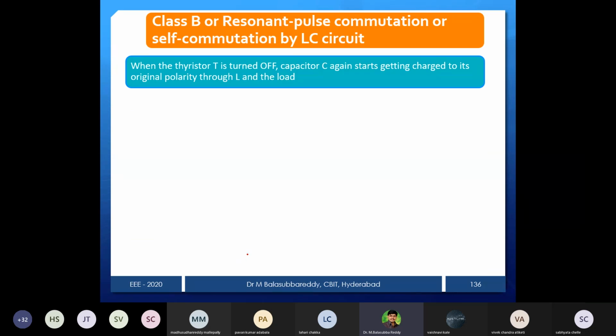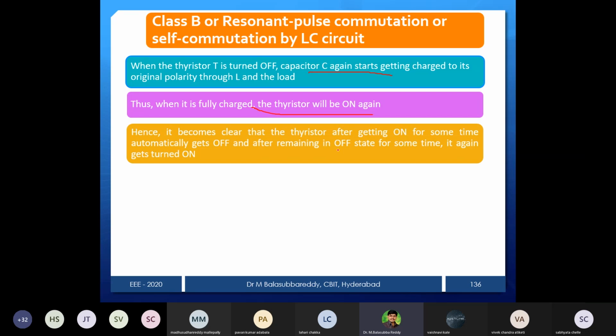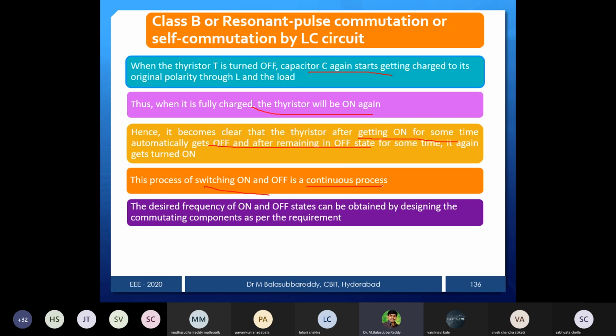So now, when the thyristor is turned off, the capacitor gets charged again to the original position, and once it is fully charged and the thyristor is ready to conduct, you can fire it. So now, from this, what is the observation? It is on for some time and off for some time. So this can be used for turning on and off as per our requirement. We are able to turn it on and off at the desired frequency.